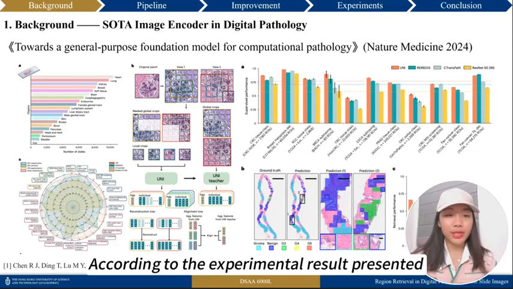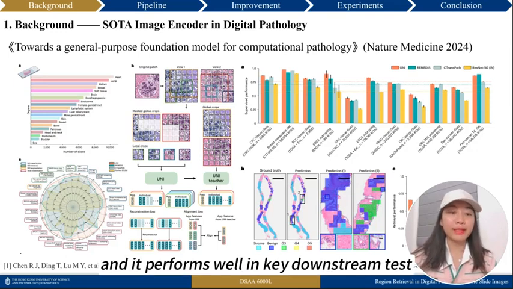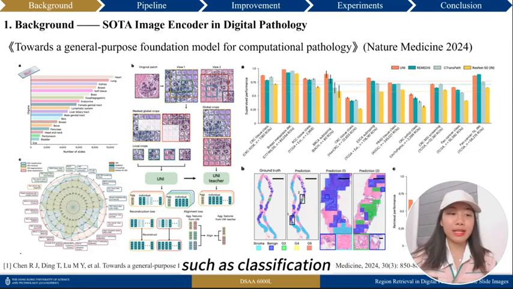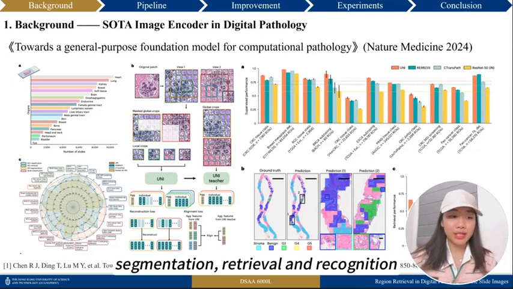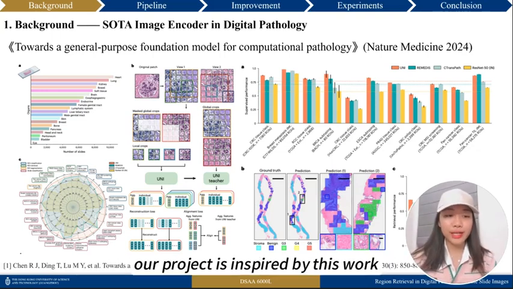Well, according to the experimental results presented, UNI consistently outperforms other models, and it performs well in key downstream tasks such as classification, segmentation, retrieval, and recognition. These achievements highlight the potential of UNI, and our project is inspired by this work.